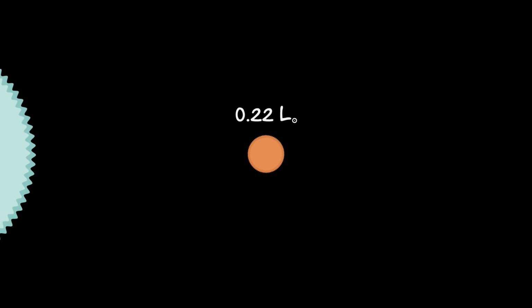Luminosity depends on the radius and temperature of a star. Large and hot stars are more luminous than small and cool stars. In contrast to Achernar, the small nearby star Epsilon Indi outputs only 0.22 solar luminosities.